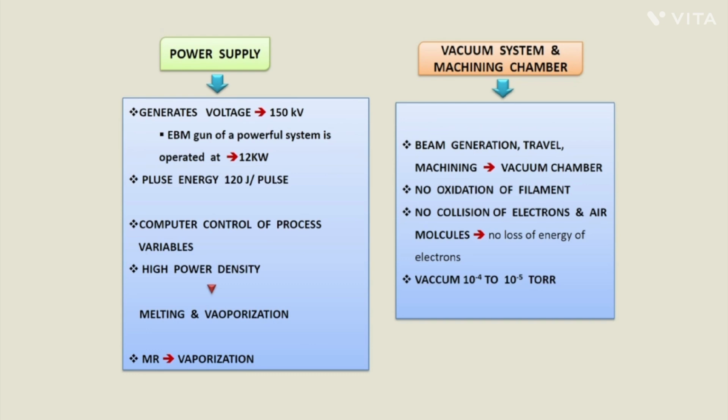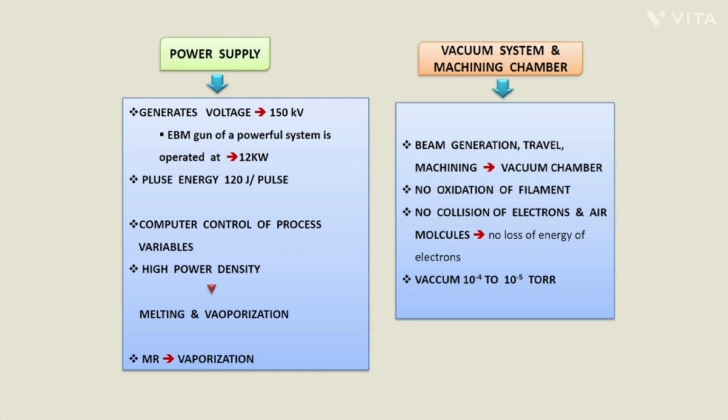Computer control of the process variables is possible. All these parameters are controlled from a computer. High power density is required for melting and vaporization of the material, and it will give a high material removal rate also. As a huge amount of energy is generated by the collision of these electrons, material is machined mostly by vaporization.